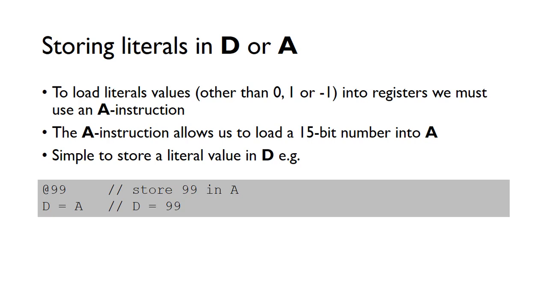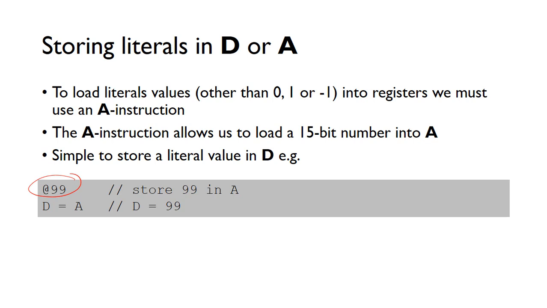To store literal values in the D or A register, we need to do it a little bit differently, because we can't use 0, 1 or -1. Sorry, those are the only values we can set directly, because they correspond to ALU operations. For any other value, we need to use an A instruction. If you want to store the literal 99 in A, it's very simple, because we can load data values into A using this syntax. So @99 will store the value 99 into A.